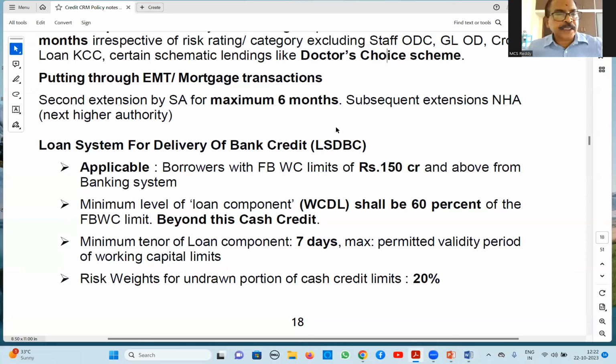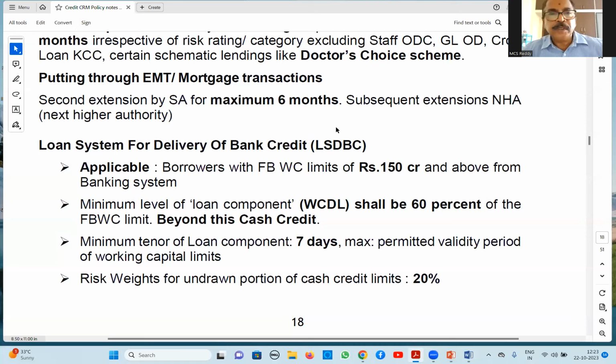Of course, extension is there that we will discuss separately. Next, putting through EMT or mortgage transactions. Normally, while sanctioning term loans or big loans, we say mortgage is to be created within so and so time. In some cases, documents may not come or some problems will be there. In such cases, there may be delay while creating mortgage. So without creating mortgage, the security problem is high.